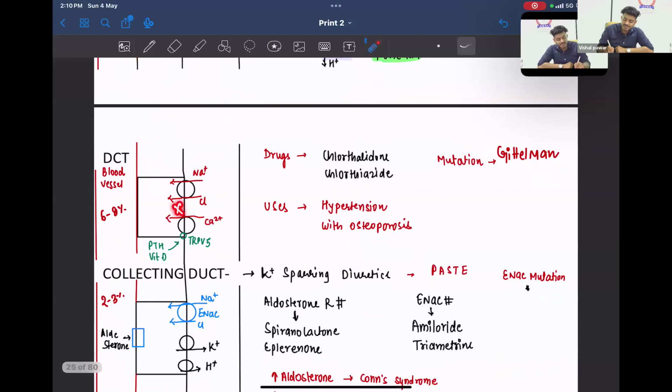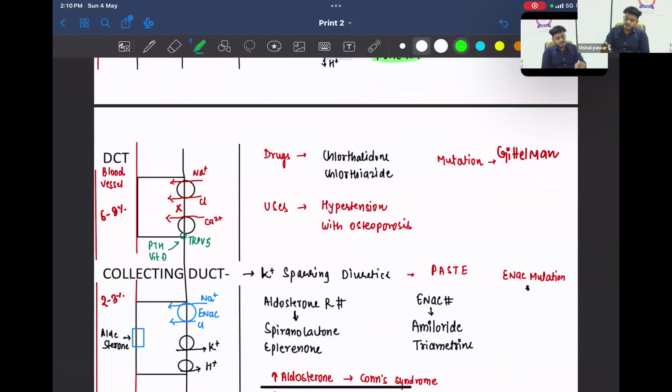But they are not brothers. They are not working together. So if you block this, only this one is blocked. This calcium absorption keeps on happening, right? So this is going to be helpful in the patients of osteoporosis, right? In osteoporosis, we want more calcium in the body, so we want more absorption of calcium from the urine, and this calcium we want in our blood, right? So this is what they ask you.